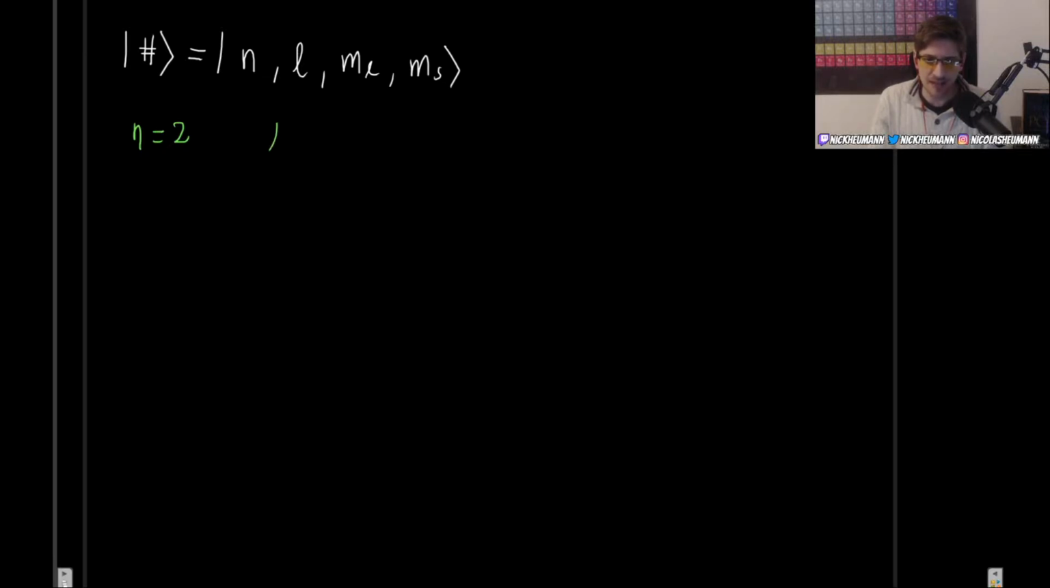Because of that, L is limited to being either 1 or 0, right? I hope you remember those rules that we derived when we saw the hydrogen atom. Because of this, ml is also limited, and it can only be 1, 0, or -1. And ms can be either 1/2 or -1/2, so maybe let's say plus minus. Okay, so these are all our quantum numbers.